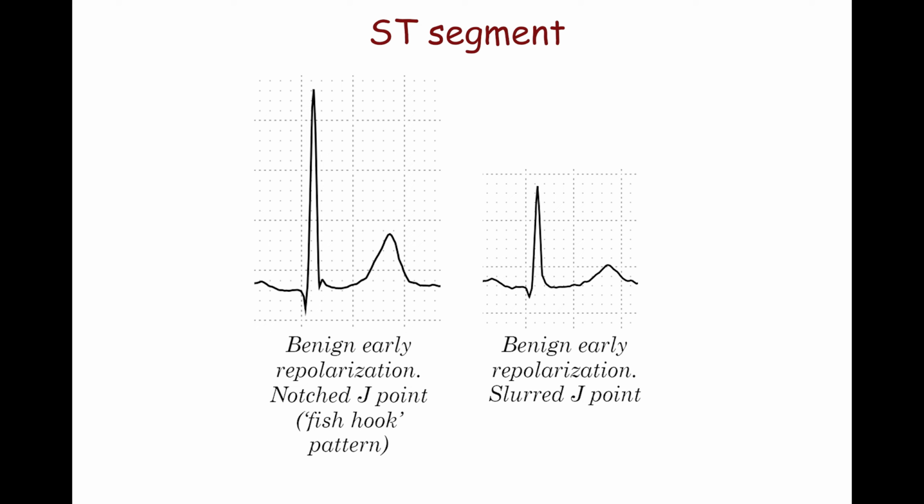The T wave is high and slightly asymmetric with a straighter and steeper descending limb than the ascending limb. ST segment elevation is most common in precordial leads from V2 to V5. The notched J point, called the fishhook pattern, is most prominent in leads V4, V5.